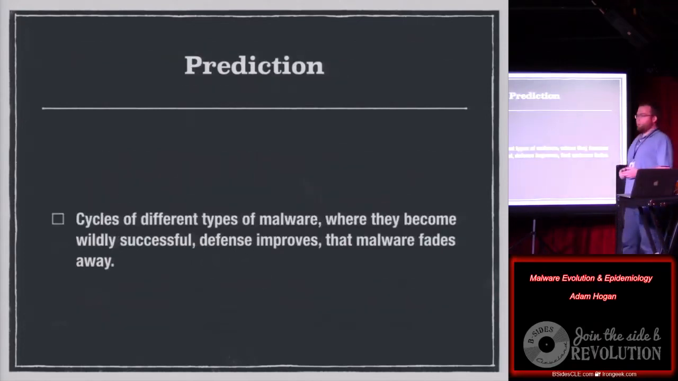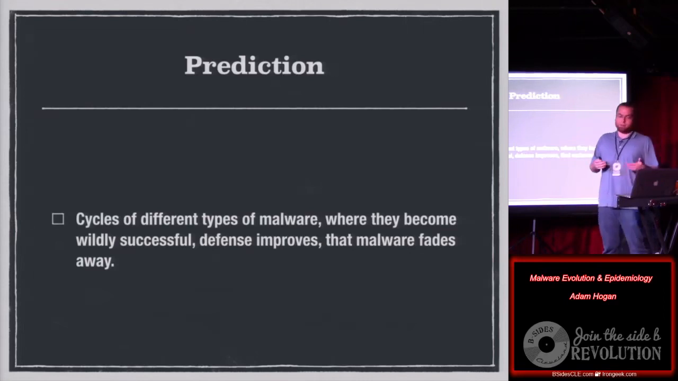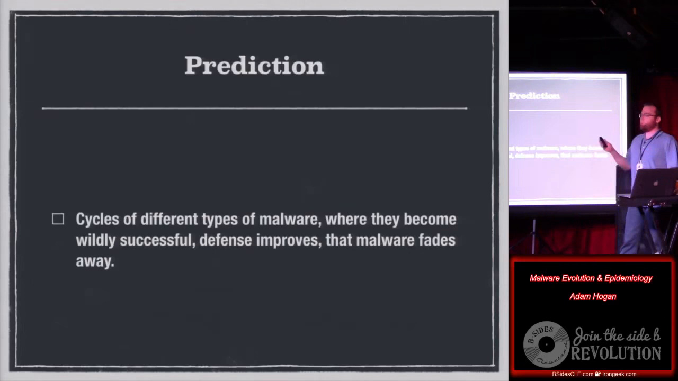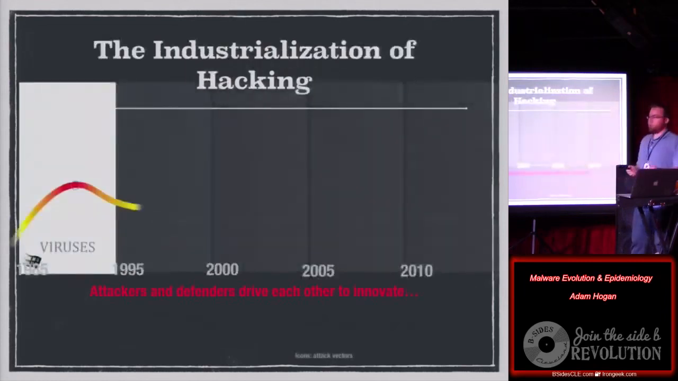So what prediction can we take from this? Well, if this process is actually governing the way malware changes over time, then we should see cycles of different types of malware. When they become wildly successful, defenses are going to have to improve. Everyone's going to adopt these new defenses, and that's going to cause people writing malware to have to come up with something new and better, right? So the question then is, does that describe the world we live in? I would argue yes, right?